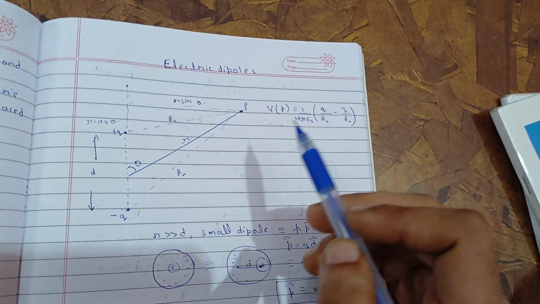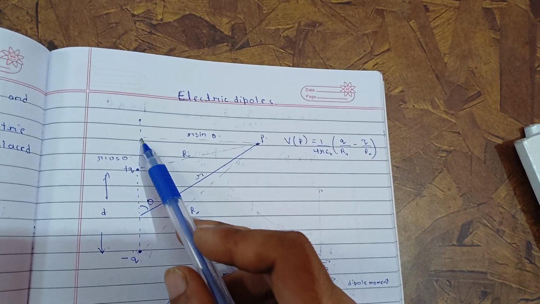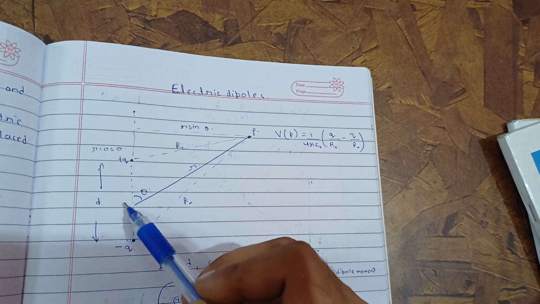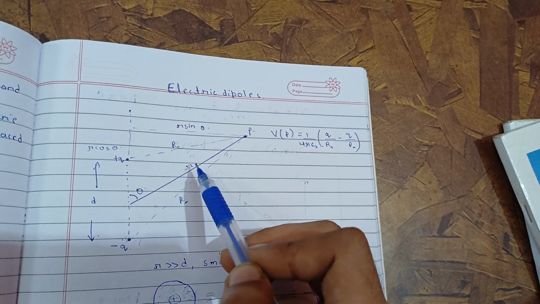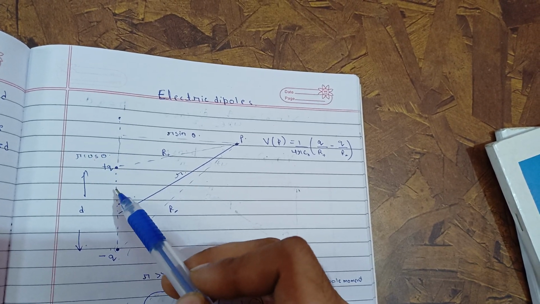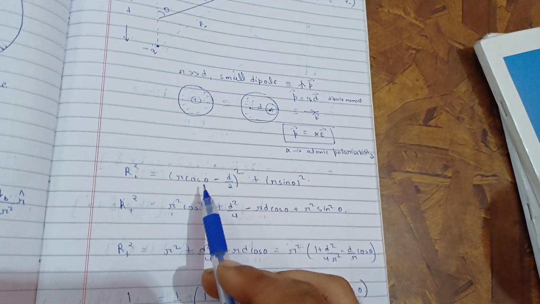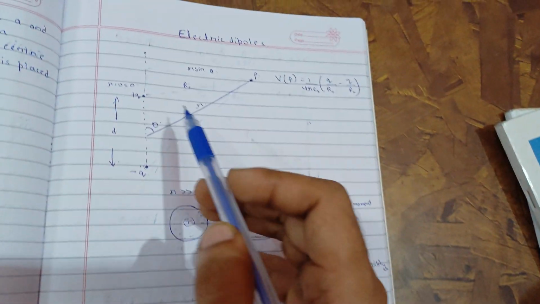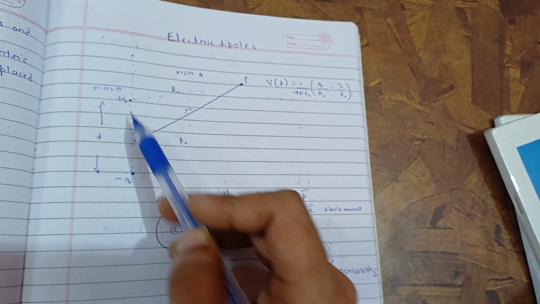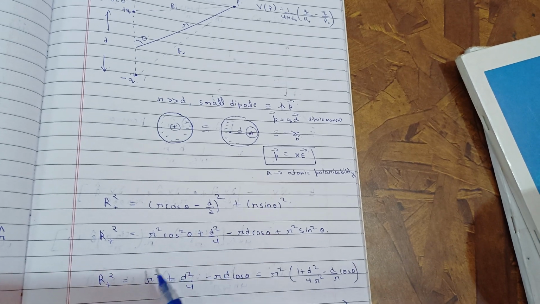So let's find it in polar coordinates because we have theta and r. If we make this a complete right triangle, then this distance will be r sine theta, and this will be r cos theta. So we can write r plus squared as r cos theta minus d by 2, whole squared, plus r sine theta squared. Using the Pythagoras theorem, this distance squared plus this distance squared will give you r plus squared. This distance is nothing but r cos theta minus d by 2. Now just open it, and you will get this.